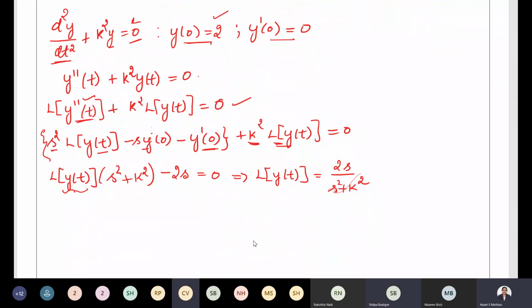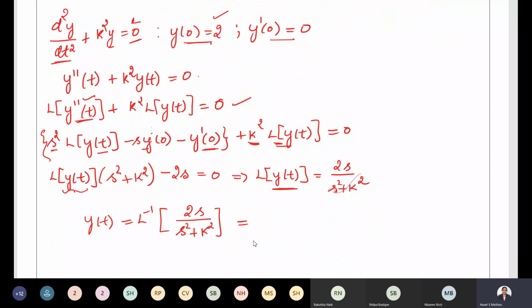Okay. Now what shall we do? We have got Laplace transform of y of t as 2 into s by s square plus k square. We want the solution. The solution is y of t. How do we get y of t from this? y of t is nothing but L inverse of 2s by s square plus k square.